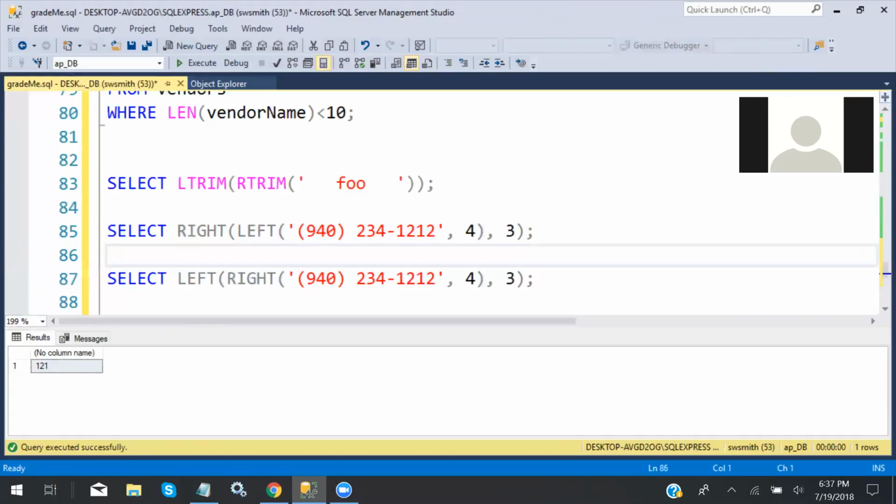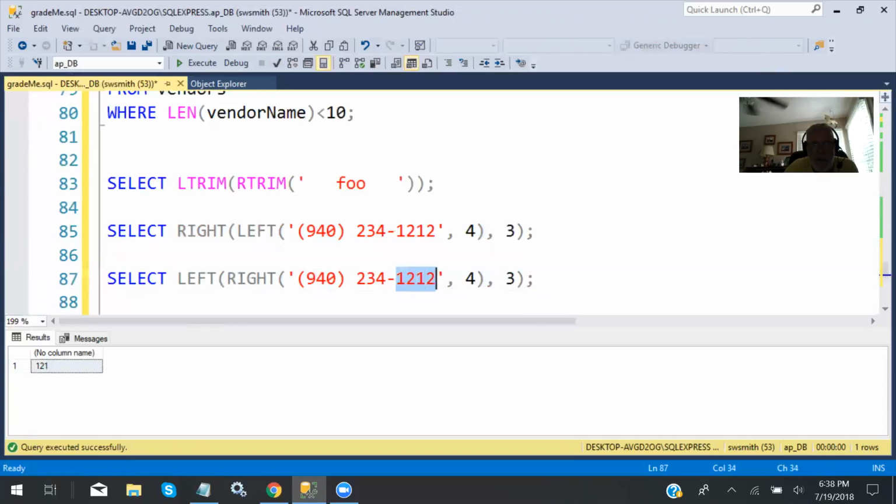Right 4. Okay, how did I get that? So take the right 4. Okay, this takes the right 4. There we go, right there. The right 4, and then the left 3. So that does give me the 1, 2, 1. So that's the right 4, left 3. 1, 2, 1. Yes, that's correct. Okay.